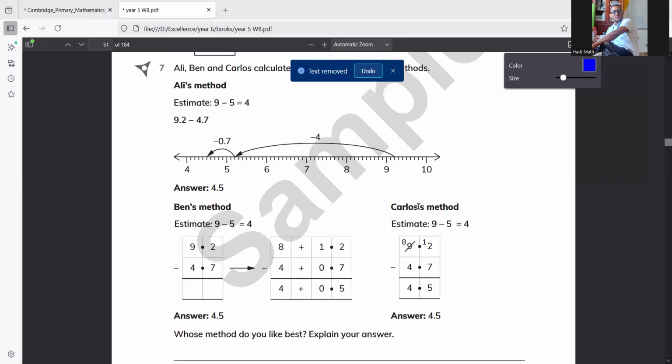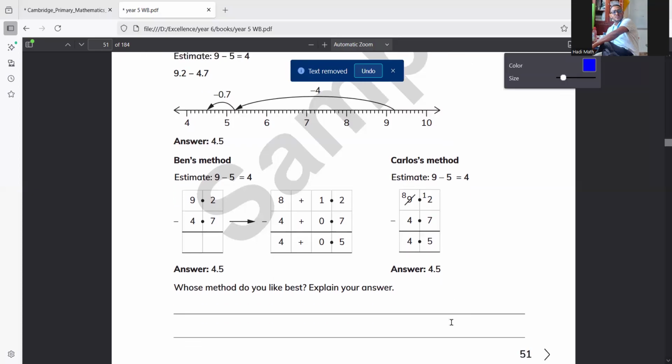And this is Carlos' method. He said 9.2 minus 4.7. He just did what? He said 2 minus 7. He can't. He borrowed 1 from the 9. The 9 becomes 8, and this will become 12. 12 minus 7 is equal to 5. And then he said 8 minus 4 is equal to 4, which makes the answer 4.5. They ask, whose method do you like best? Explain your answer.